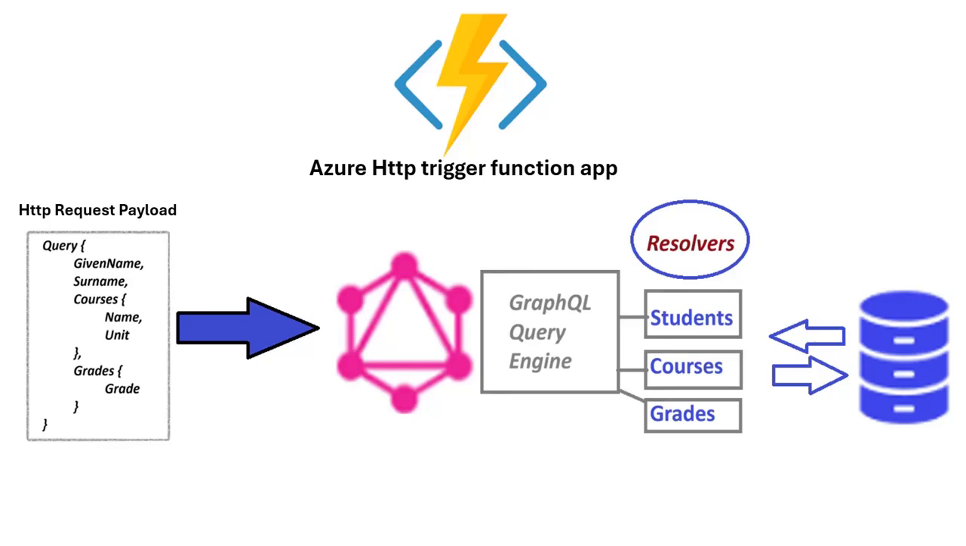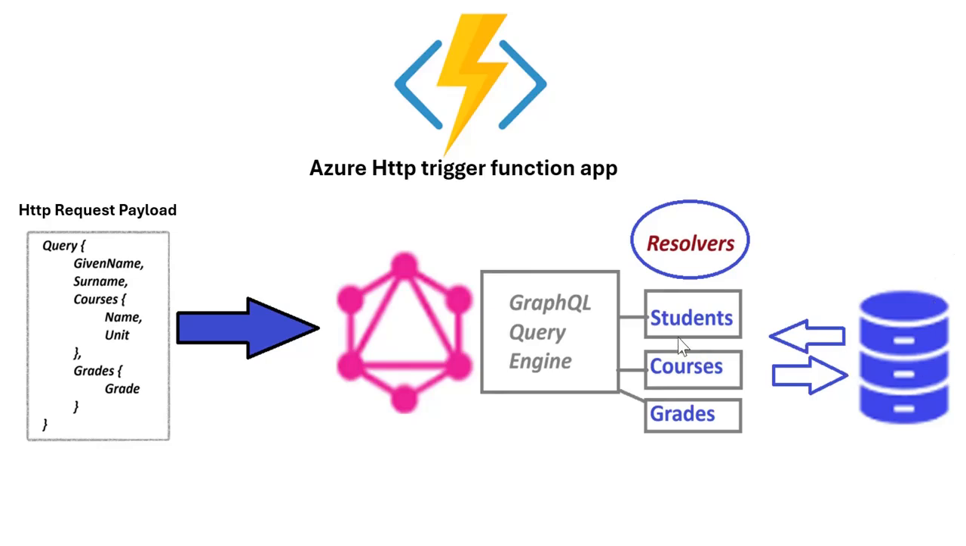Hello everyone. Today in this video, I'll show you how to create an Azure HTTP trigger function app with GraphQL. If you need some context about GraphQL basics, I have a 5-minute short video which can make you ready for this, and you can find the video link in the description. But here in this video, this is the sample that I'm going to implement here.